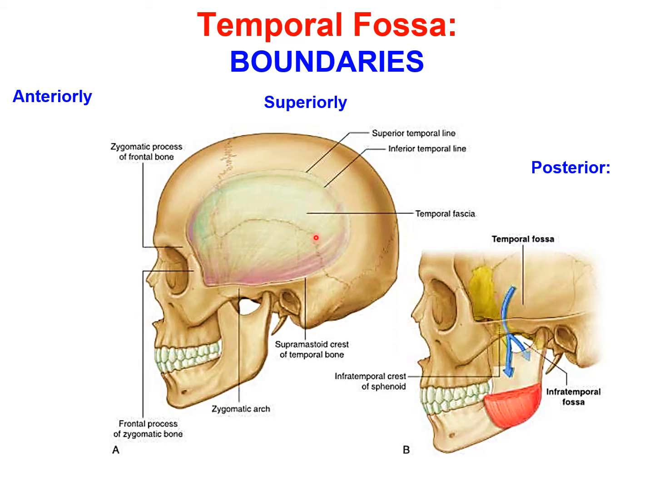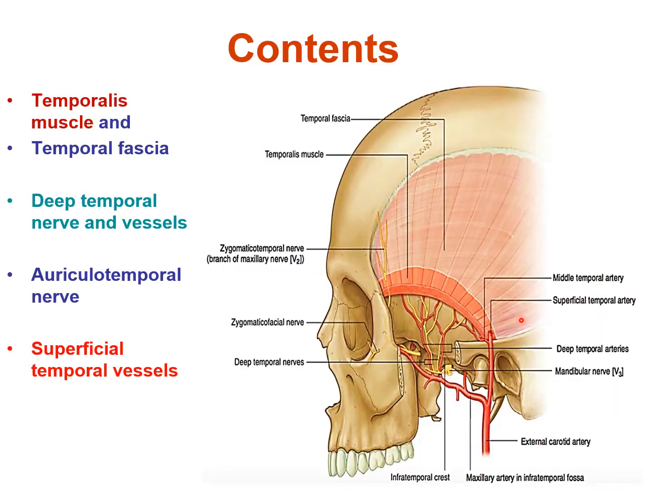So the floor of the temporal fossa is formed by parts of the frontal, parietal, temporal and the greater wing of the sphenoid. This H-shaped suture is the pterion. The floor of the fossa gives attachment to the temporalis muscle, which is again covered by a fascia that is known as the temporal fascia. In this picture, we can see that this temporal fossa is communicating with the infratemporal fossa beneath the zygomatic arch. Talking about the contents of the temporal fossa, the temporalis muscle is covered by a sheath of fascia that is known as the temporal fascia.